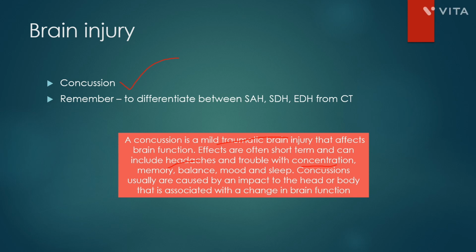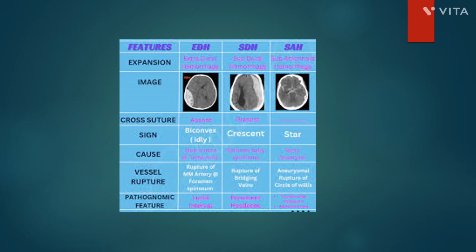So you have to also identify what is SDH and EDH. They may give also CT. So always know what is EDH, SDH and SH. So EDH usually due to trauma by the rupture of middle meningeal artery. Since it is an arterial bleed, it is more dangerous, and there is a classic description of lucid interval, and it is biconvex in shape. So it is outside of the dura.